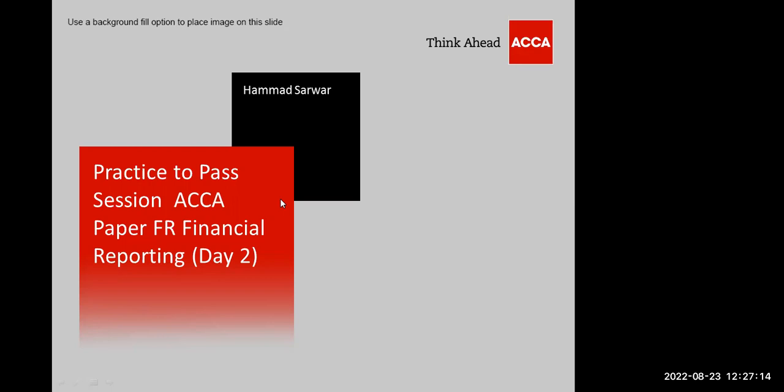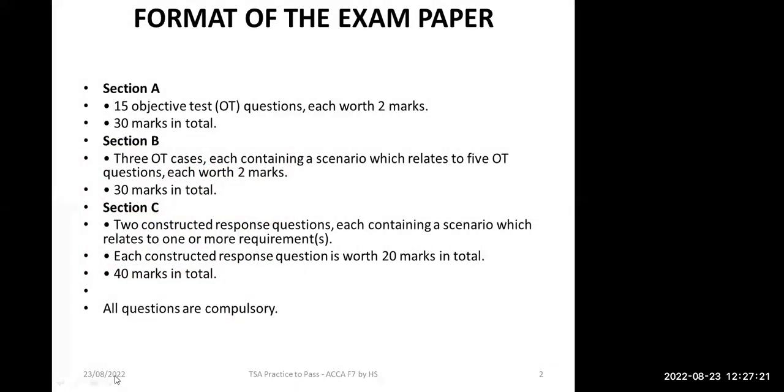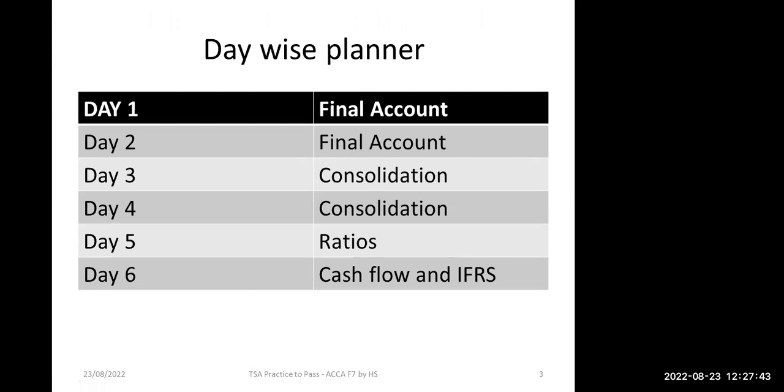Today we are going to start this session with the discussion about the changes. That's the format of the exam. There will be 15 MCQs of 2 marks each, and the total is 30 marks for section A. In section B, we will have 3 OTQs, each having 10 marks. And in section C, we have 2 questions, each having 20 marks. So that's a day-wise plan.